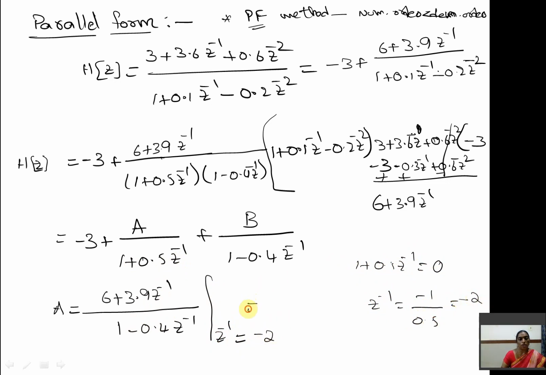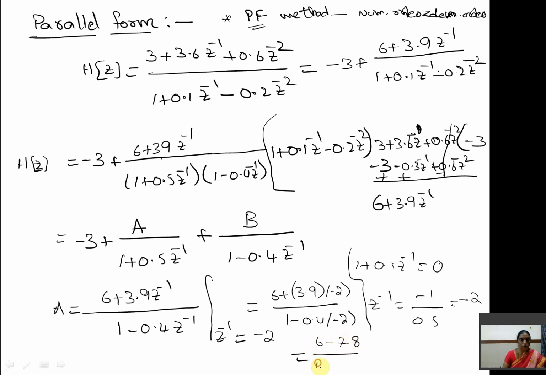Okay. Now assign this one, 6 plus 3.9 into minus 2 divided by 1 minus 0.4 into minus 2. Okay, what is the answer here? If you solve this one, you can get the answer minus 1. So 6 minus 7.8 divided by 1 plus 0.8. That means minus 1.8 by 1.8 gives the value minus 1. Okay, A is minus 1. So coming to the next one, similarly B.